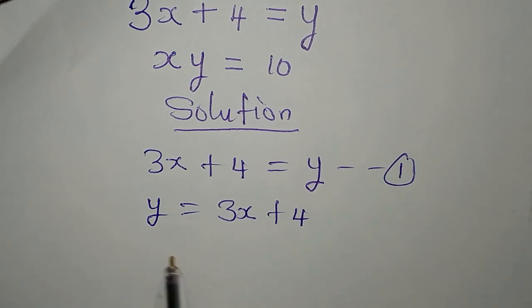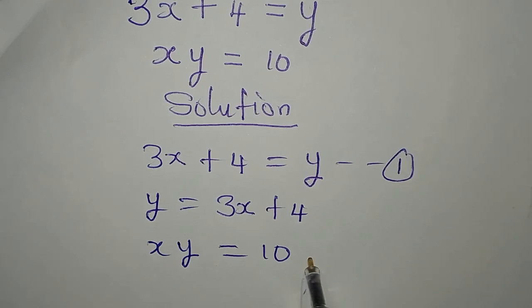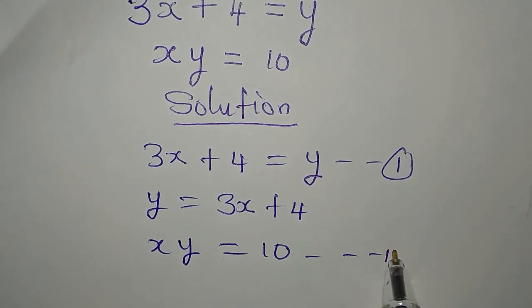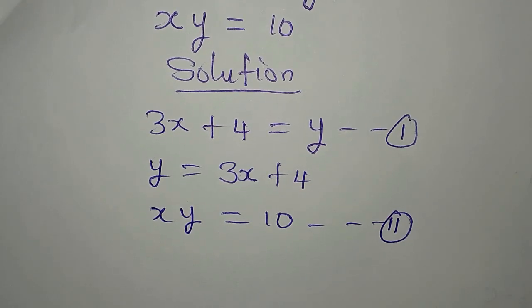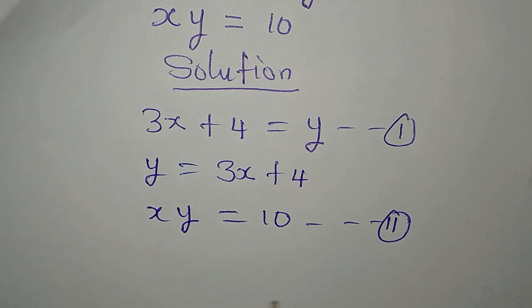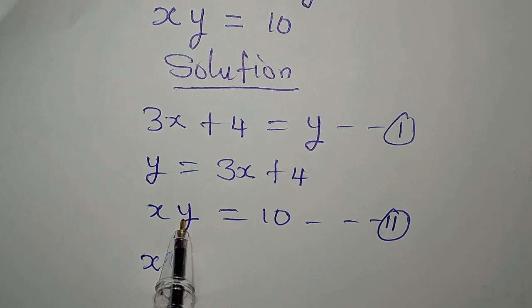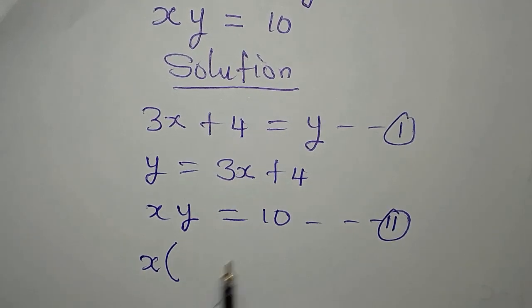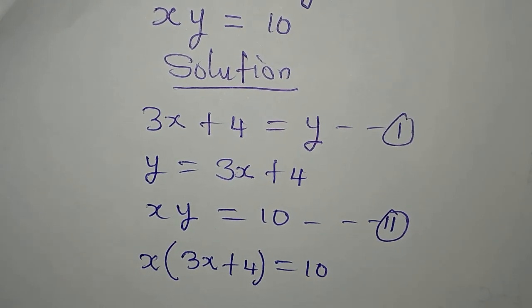And then we have that xy is equal to 10. So this means we have equation 2 already. Now, how do we solve this? This is very simple for us now because we already have y as a subject. So I'm going to write x here, right? Then in place of y, I'll write the whole of this, 3x plus 4. So this is equal to 10.